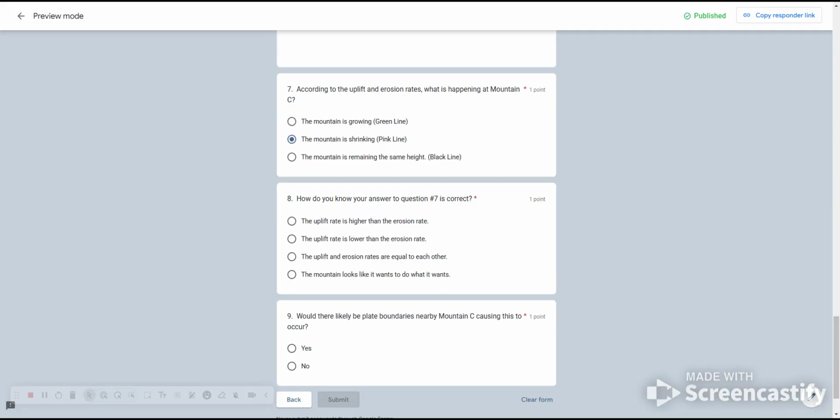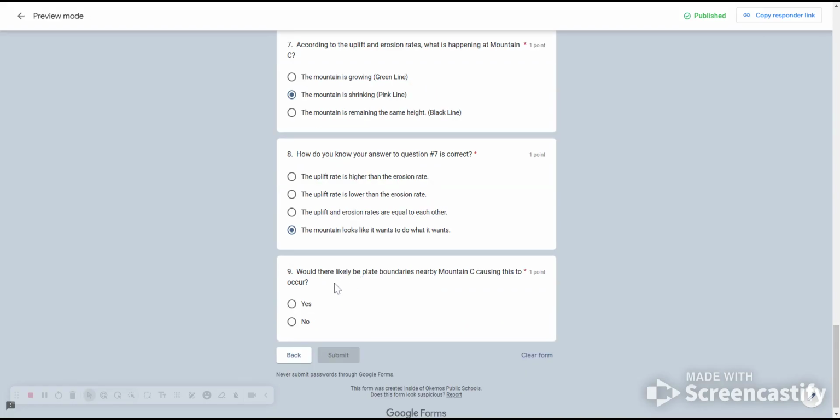How do you know your answer to question number 7 is correct? The uplift rate is higher than the erosion rate. The uplift rate is lower than the erosion rate. The uplift and erosion rates are equal to each other. Or lastly, the mountain looks like it wants to do what it wants. Number 9, would there likely be more plate boundaries near Mountain C causing this to occur? Yes or no?